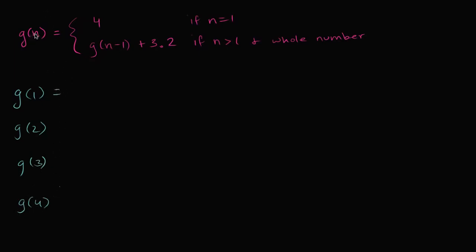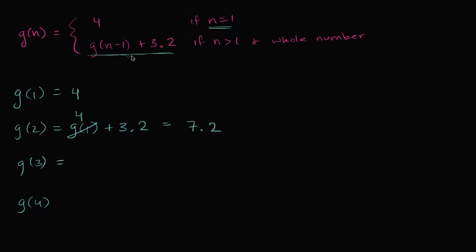So g of 1, if n is equal to 1, well then we're going to hit this case right over here. If n is equal to 1, g is equal to 4. So that was pretty straightforward. Now g of 2, if n is equal to 2, well that's greater than 1 and it's a whole number, and so we would use this case. And this is interesting because it's defined in terms of the function, but not g of n, but g of n minus 1. So if n is 2, this is going to be g of 2 minus 1, or g of 1, plus 3.2. Well, g of 1 we know is equal to 4. We just figured that out. So 4 plus 3.2 is 7.2.